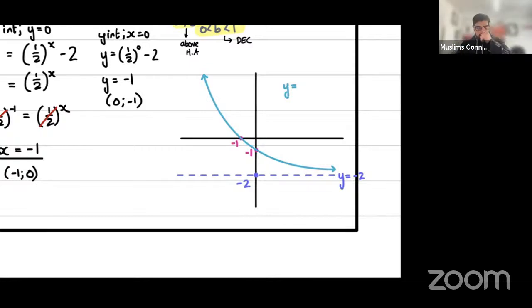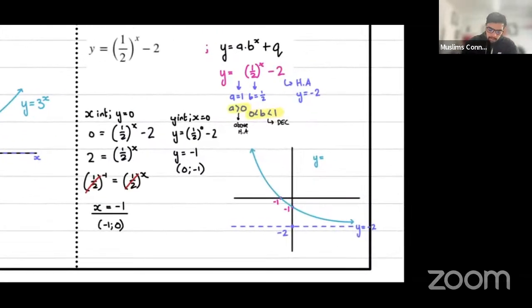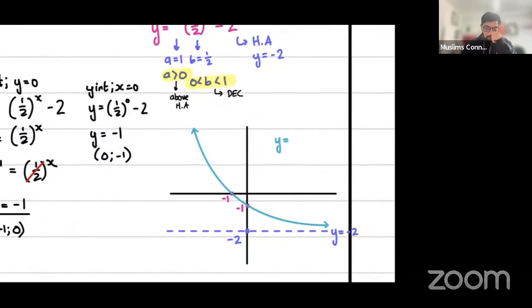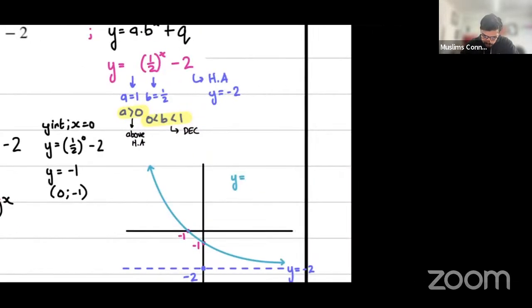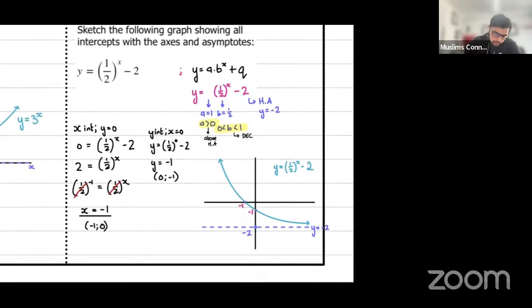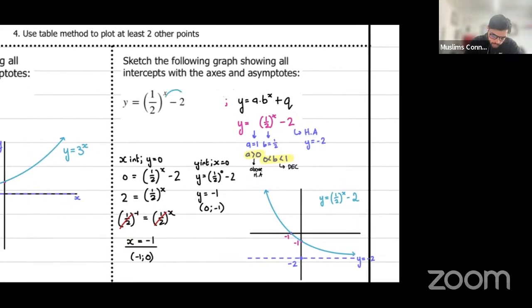So like I was saying, this is how we sketch this function, y is equal to a half to the power of x minus 2. Essentially, you first plot your asymptote, which you get from -2. Y is equal to -2. It is a horizontal line, a horizontal asymptote.